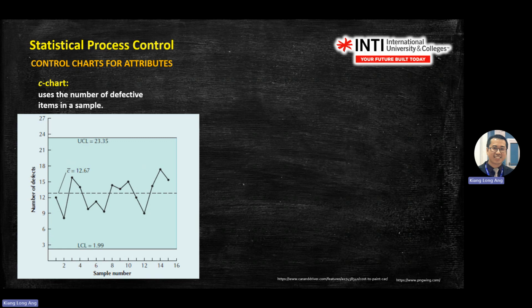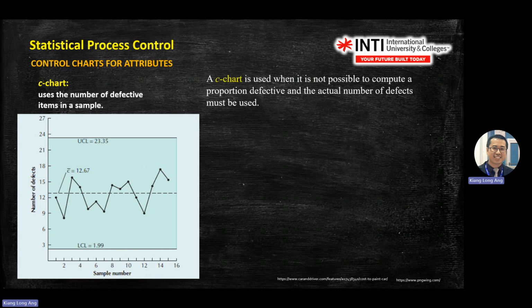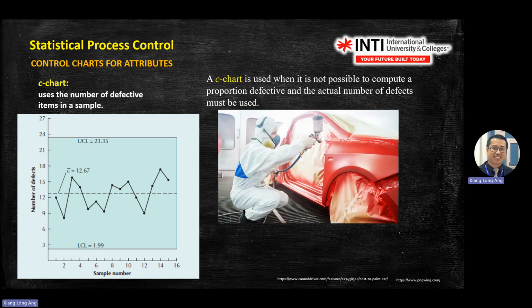C chart, same. Just don't confuse it with the P chart. For C, you look at the axis, it is number of defects and not proportional defects. Okay. So C chart is used when it's not possible to compute a proportional defect and the actual number of defects must be used. So if you're not able to find proportional defect, then you use C chart.